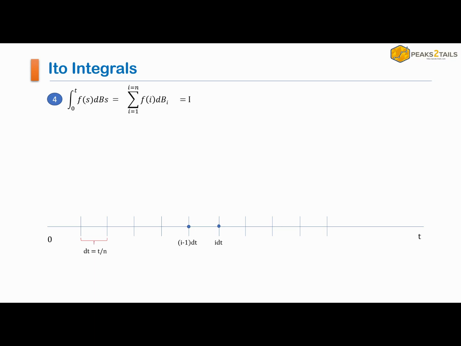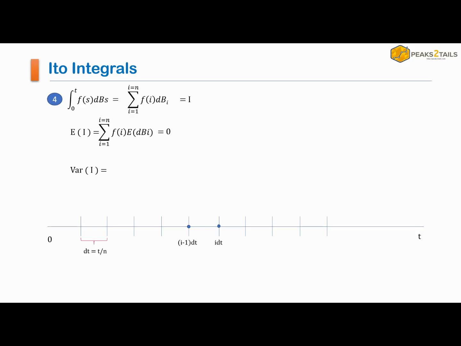Call this I. We already know that this will be a normal distribution. What is the expectation of this integral? So the expectation would be, since fi is a scalar, it's not really random. The expectation is with respect to the random component, which is dBi. And we know that the expectation of every increment is 0, right? So the entire expectation of this integral is 0.